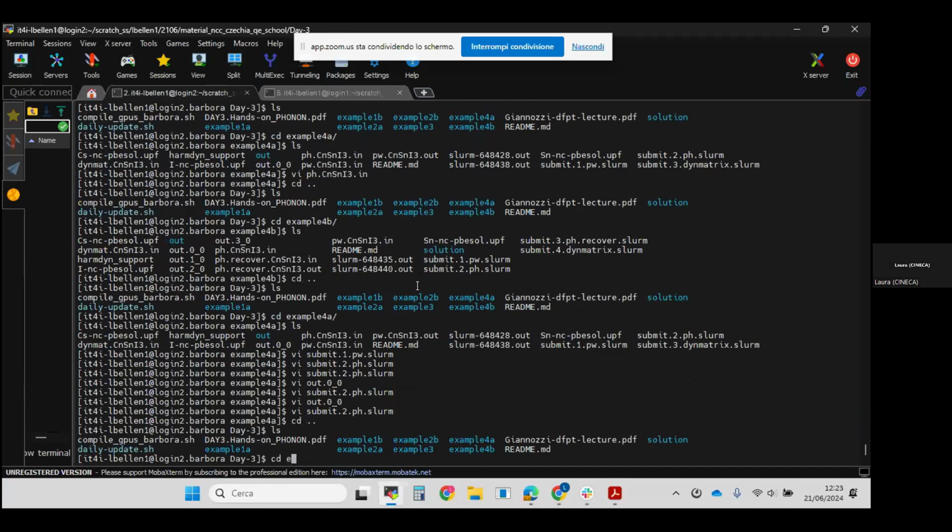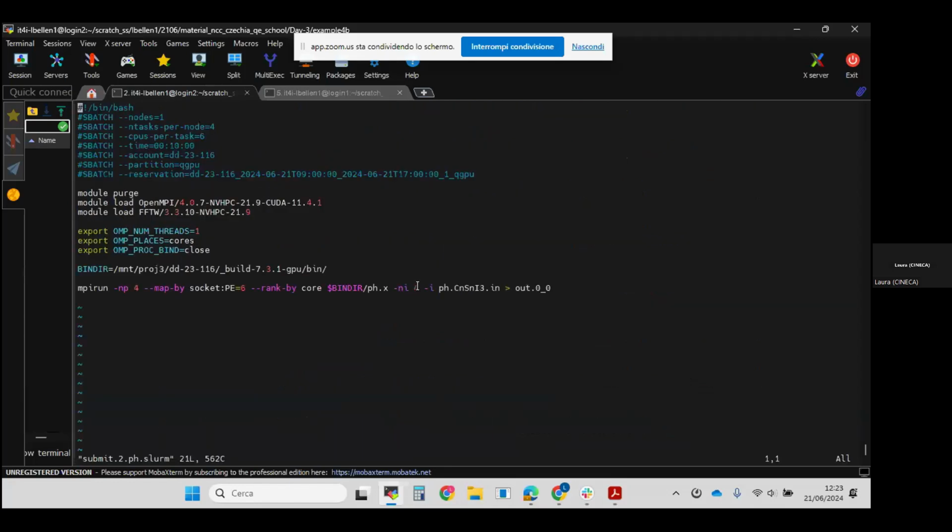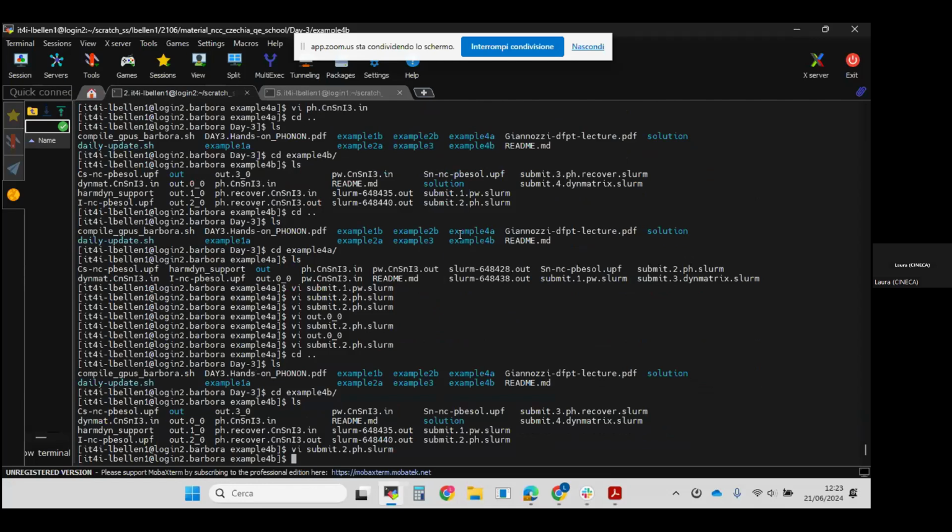Then in this other folder, you can try running on GPUs, but in this case, you can exploit images. To do that, the system is always the same. We are calculating the phonon frequencies at the point gamma, but I want to use 4 images. So I need to specify as an argument of the executable -ni 4. Once I submit this job, this will generate this out.star file.